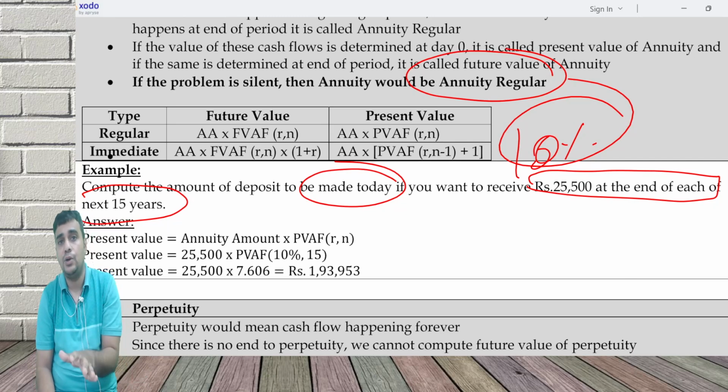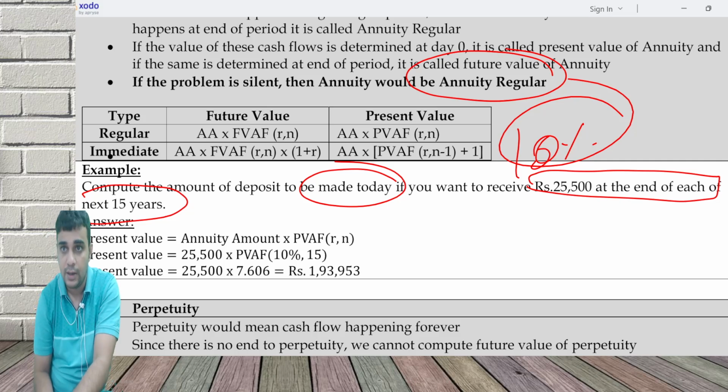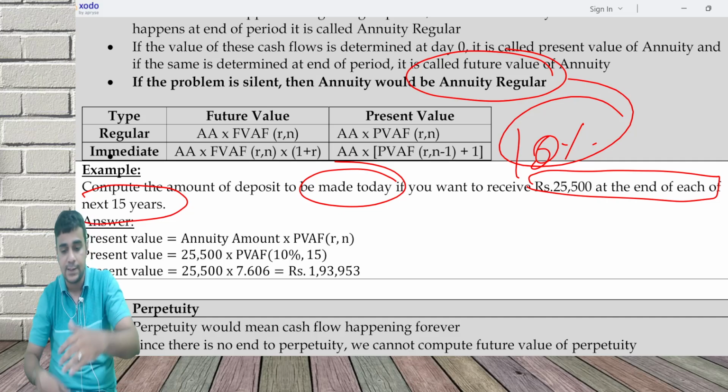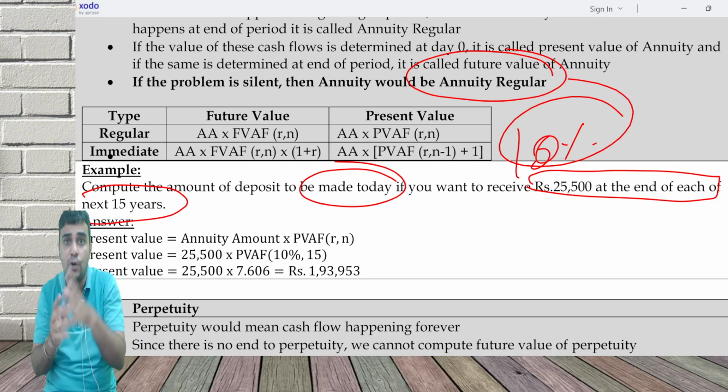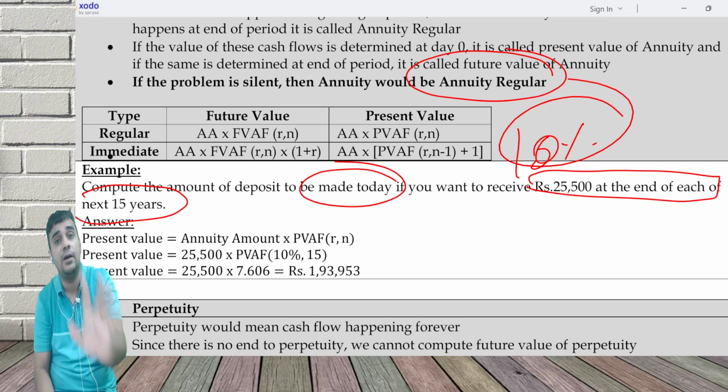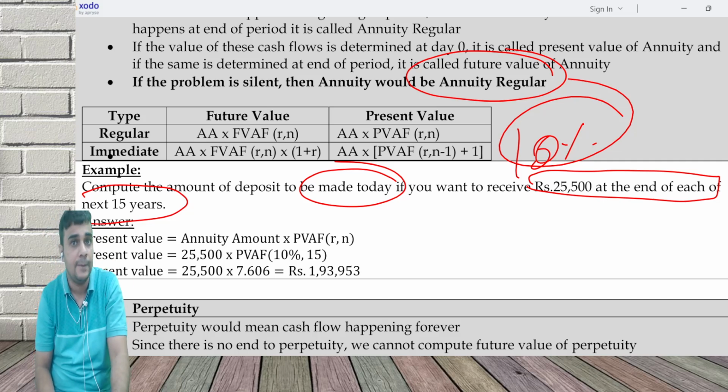Listen, same example. I plan to deposit 25,500 at the end of each of the next 15 years. What amount will I have after 15 years? That is, I am planning retirement now. I have been investing this amount for a period of 15 years, and I want to know what amount I will get after 15 years.